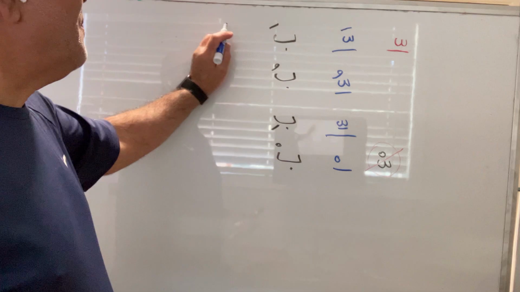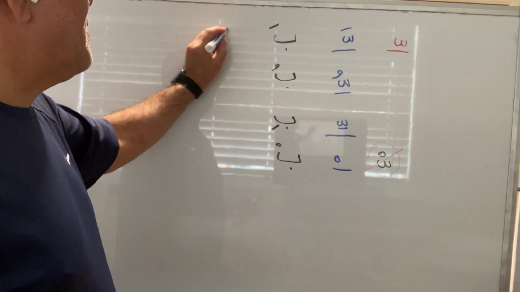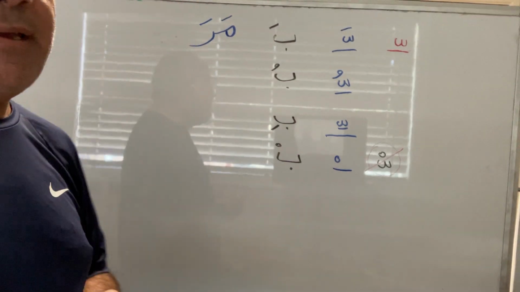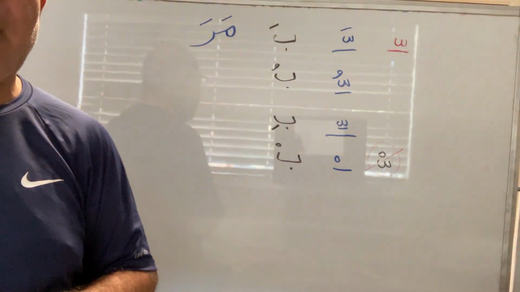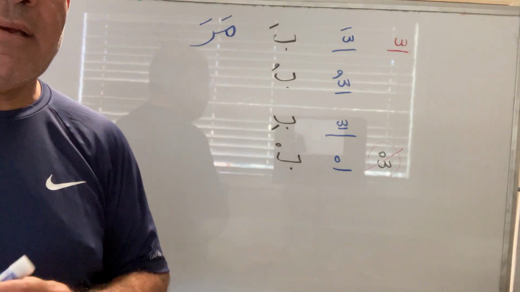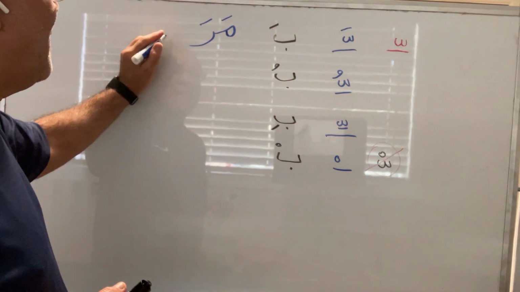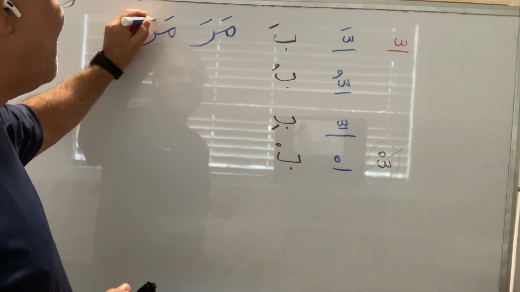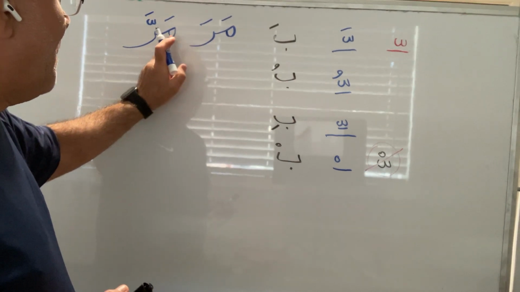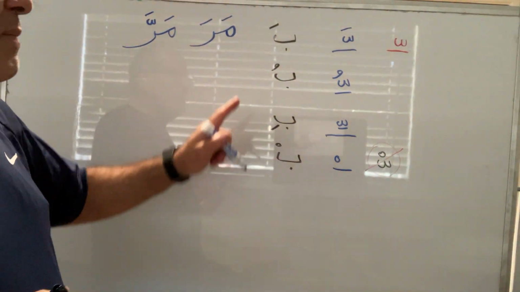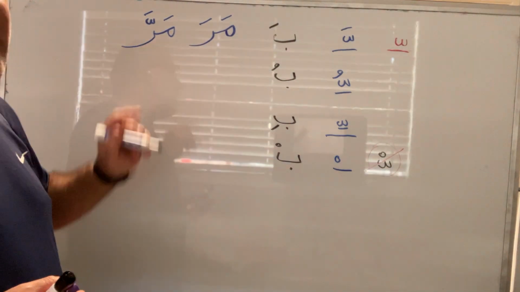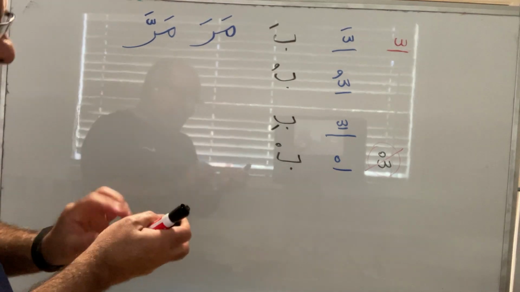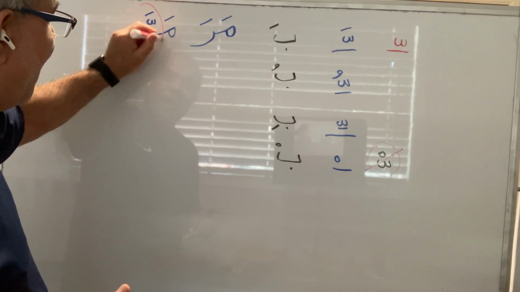So, for example, if I ask you, how would you pronounce mim with fatha? You will say ma. What about ra with fatha? You will say ra. So together will be mara, ma-ra, mara. All right. What about if we add a shadda to the ra? Notice what the pronunciation will be: marra. One more time. Mara, marra. This one actually is double ra.